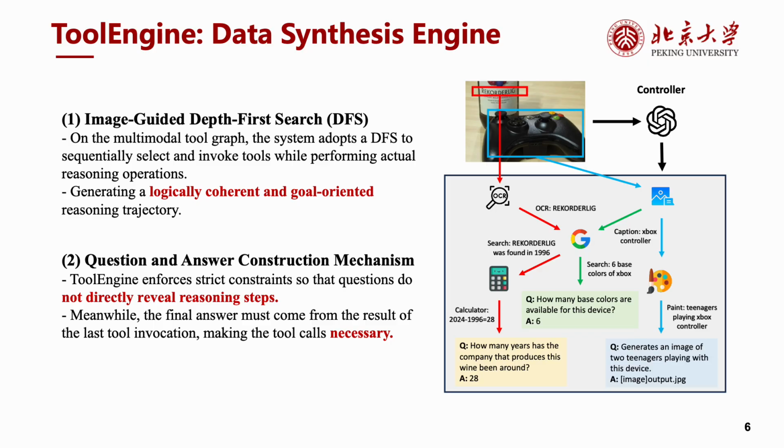The second design is the question and answer construction mechanism. To ensure that each query exhibits implicit multi-step reasoning and real-world contextual relevance, ToolVQA enforces strict constraints so that questions do not directly reveal reasoning loops. Meanwhile, the final answer must come from the result of the last tool invocation, rather than from general image descriptions or common sense completion, making the tool calls necessary.